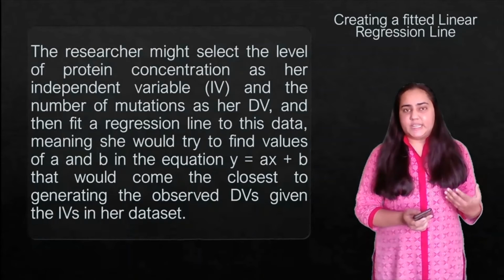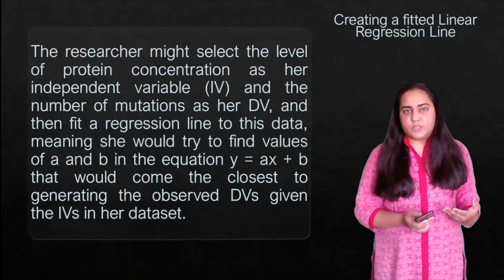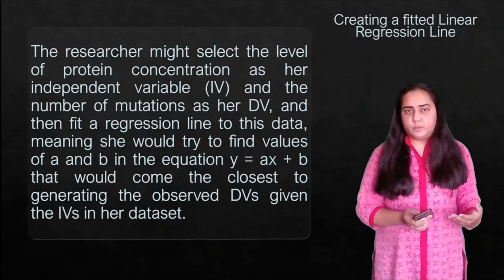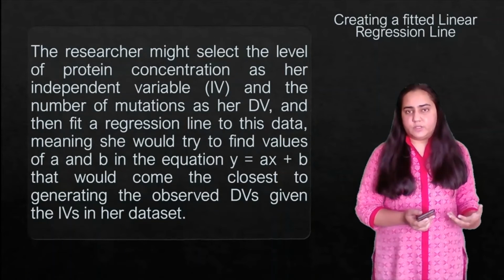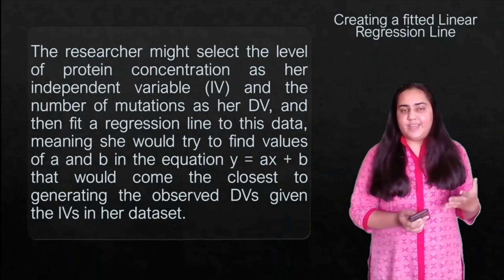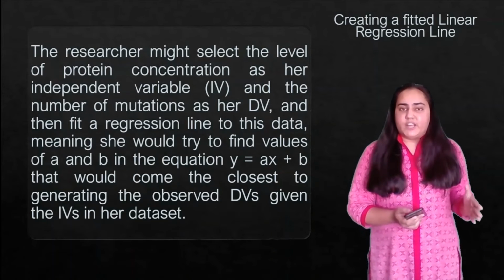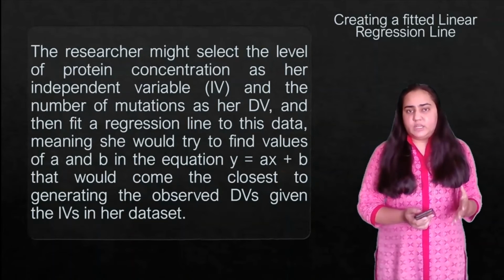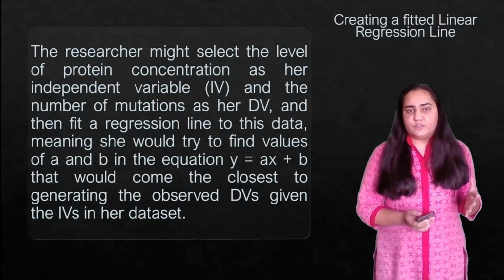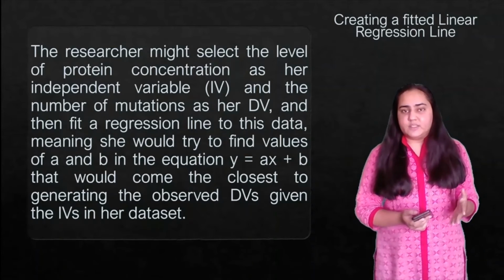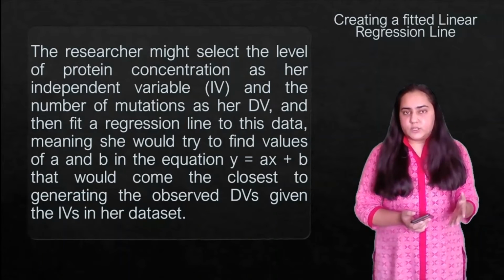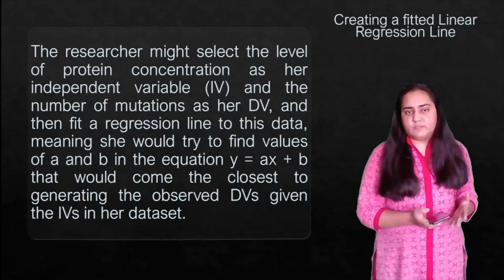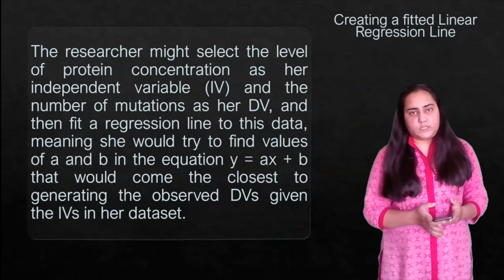Now the researcher might select the level of protein concentration as the independent variable and number of mutations as her dependent variable, or DV. And then try to fit a regression line to this data, meaning she would try to find values of A and B in the equation y is equal to ax plus b that would come the closest to generating the observed DVs given the IVs in her dataset.